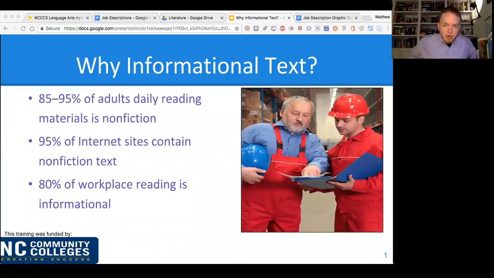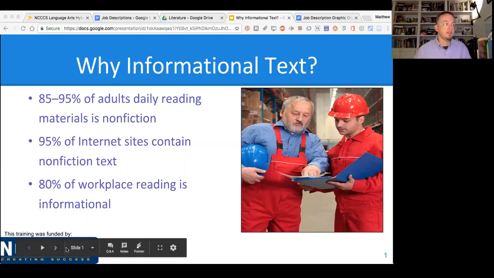All right, so we're going to talk about informational text and really focus in on why our students need to know it. 85 to 95% of most of what our students read is going to be informational text because that is what we encounter the most in our daily lives. 95% of what's on the internet is informational text. And 80% of workplace reading is informational text. And so we've really got a lot of reading to do in an informational text way of doing things.